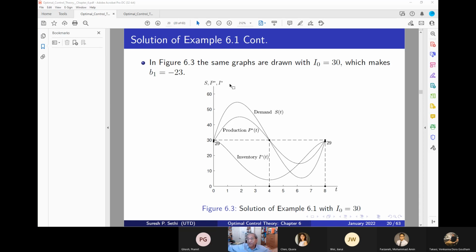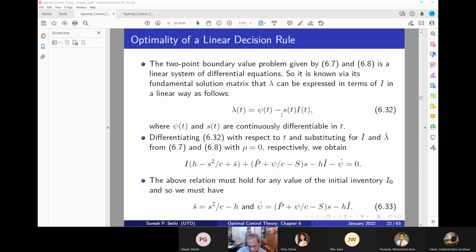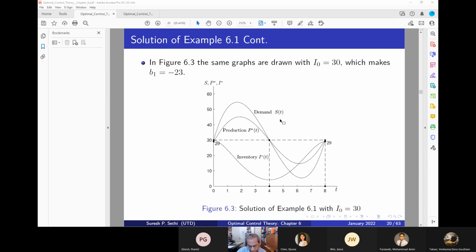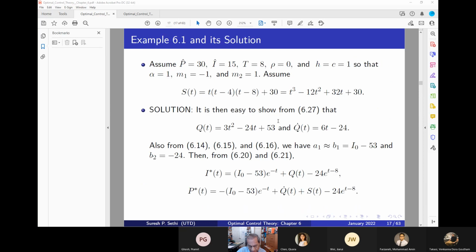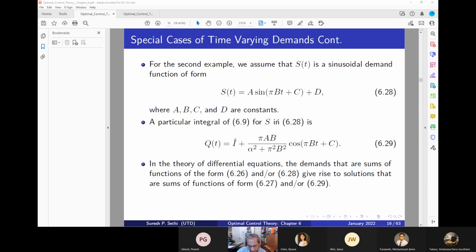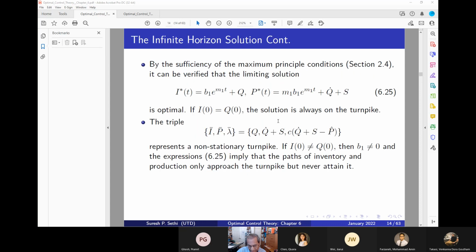There is an infinite horizon inventory solution, and that solution begins with I bar, Q bar. Let me see. Yeah, see Q dot plus S. So the I bar is Q, and P bar is Q dot plus S.